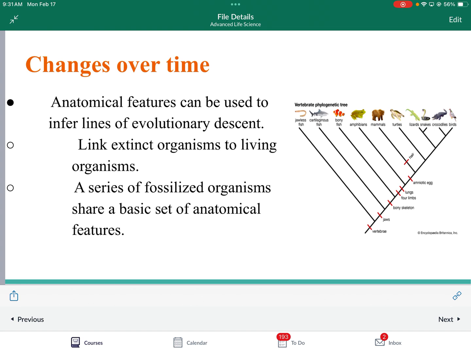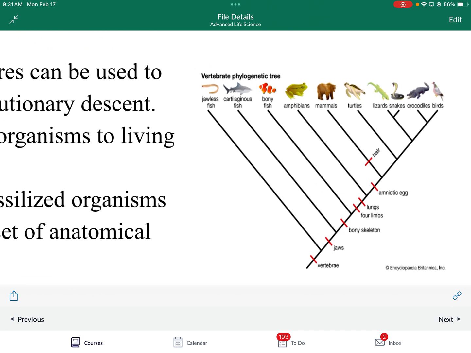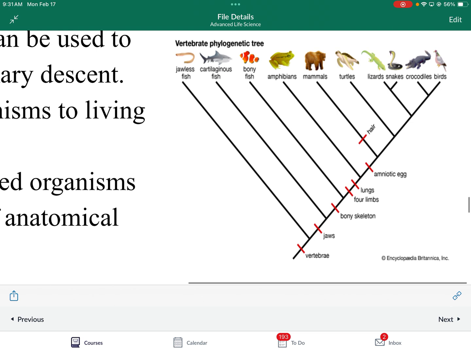Guys, in this one we have a phylogenetic tree, and it's helping to organize organisms by their anatomical similarities. So I'm going to teach you how to read this because you have a couple different exercises, some together and some independently, where you'll have to use this cladogram, this phylogenetic tree. The thing that all of these structures have in common is vertebrae. So all of these organisms are vertebrates.